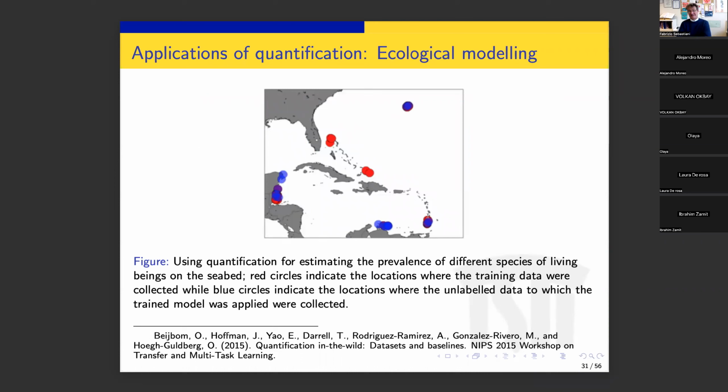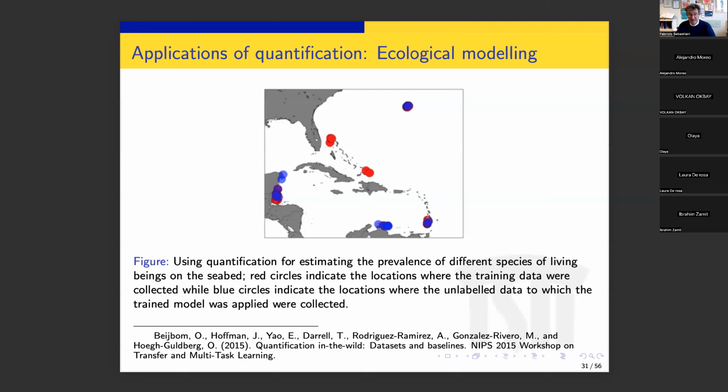Ecological modeling is a similar problem. This plot is drawn from a paper from people who used quantification for estimating the prevalence of different natural species of living beings on the seabed. Of course, they had the training data. The training data was essentially photographs of the seabed, collected and then annotated, from photographs taken in some geographical areas. These people wanted to then apply the quantifiers that they had trained to images obtained in other geographical areas.